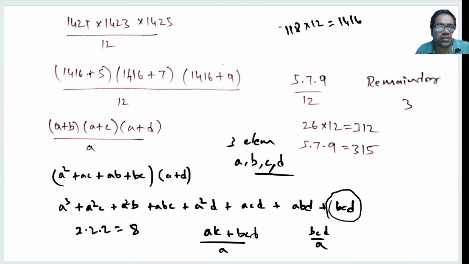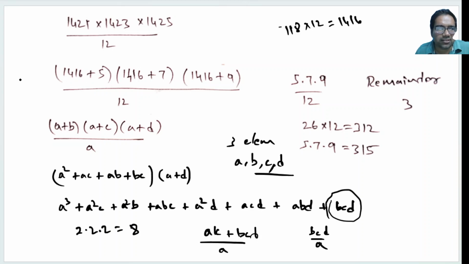1421 is actually 1416 plus 5, because 118 into 12 is 1416. We just divided 1421 by 12 and got 118 point something. So we decided let's take this number A as 1416. Then for 1416 plus 5, 1416 plus 7, 1416 plus 9 by 12, the remainder of this expression would be equal to the remainder of 5 into 7 into 9 by 12, just because of this. Because once we expand, everything else is a multiple of 1416.